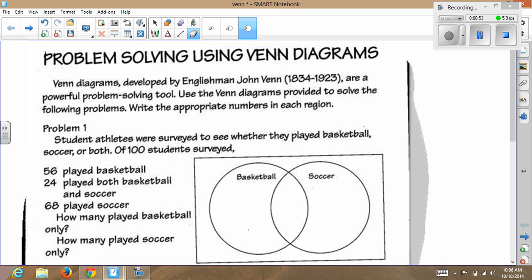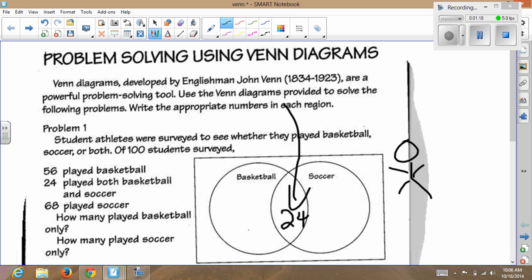The best way to go about tackling a Venn diagram is to look for what would be the most specific, or your overlap. So the most overlapped place. And so here, if we've got these 24 kids who were playing basketball and soccer, that means that if this kid is playing basketball and soccer, it's just one kid. So I'm going to put the 24 in here.